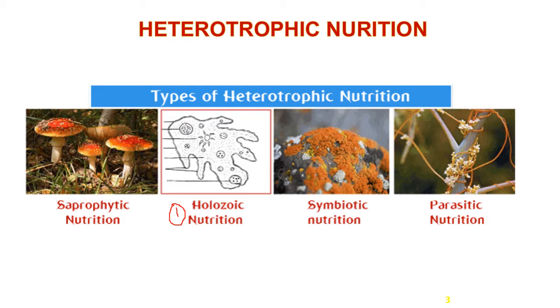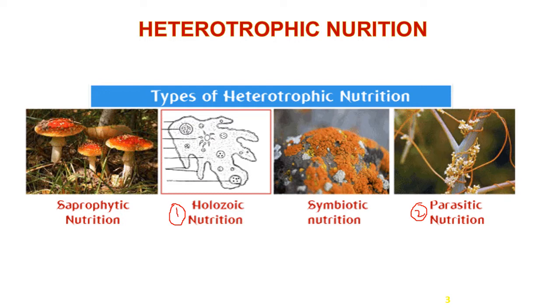The second type of nutrition is parasitic nutrition. In parasitic nutrition, one organism gets food from another organism. In this case, the first one, the parasite, gets benefited, and the host from where the food is taken is harmed.